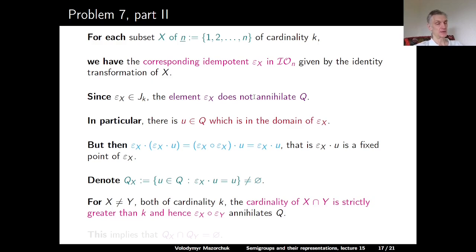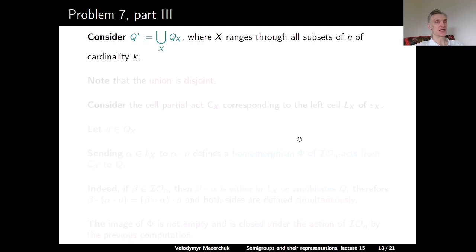If X and Y are two different subsets of n of cardinality k, then the cardinality of their intersection is strictly smaller than k. It should be smaller, not greater. And hence their composition annihilates Q. And this implies that Q_X intersection with Q_Y is empty. So now we can consider Q', the union over all X of cardinality k of the corresponding subsets Q_X. Note that we just established that this union is disjoint, and all these Q_X are not empty.